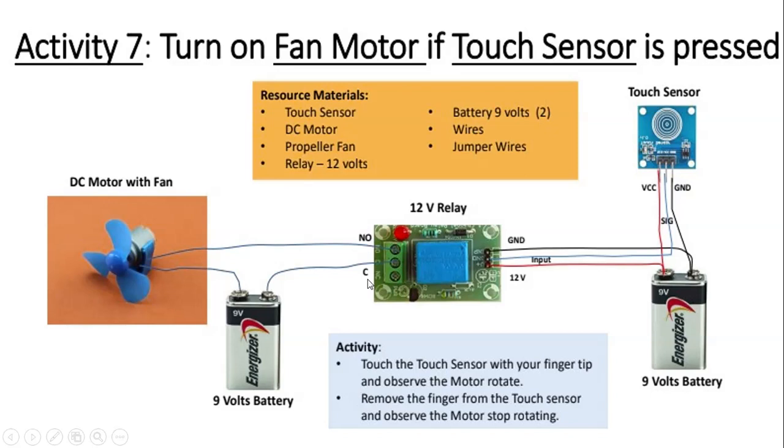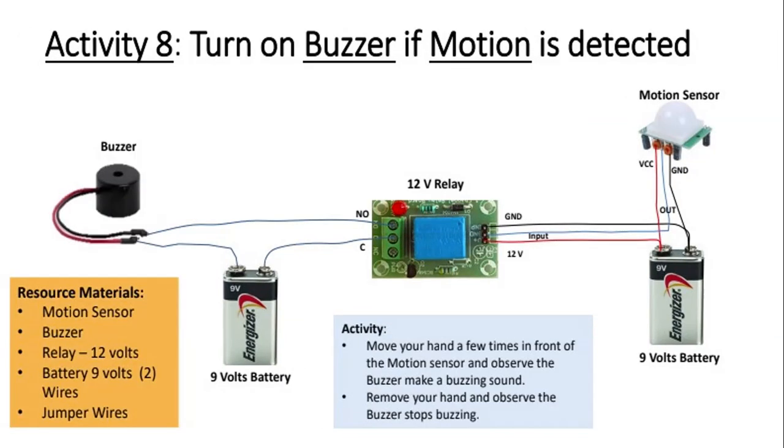Now it's not connected, so we will connect the DC motor as a fan. Normally open is connected to one terminal of the motor, and the second terminal of the motor is connected with the battery. Touch the sensor with your fingertip and observe the motor rotate. Remove the finger from the touch sensor and observe the motor stop. This is one example of how to turn on and turn off a motor or fan using a touch sensor. This is a simple home automation activity.